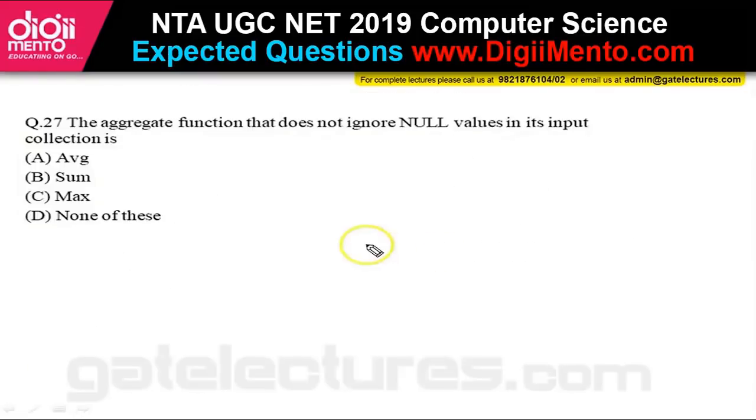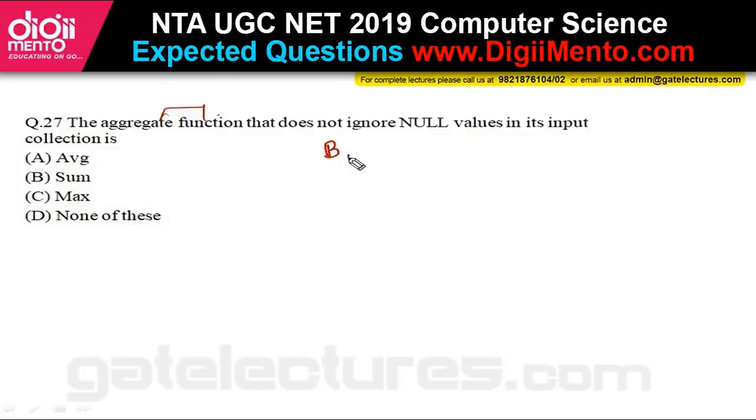So we have our next question from SQL. They are saying the aggregate function that does not ignore null values in its input collection is average, sum, max, or none of these. Okay, so basically they are talking about aggregate functions. So what I will do is make a table which will be a collection of values and null values, and we will see how these functions perform with the null values.